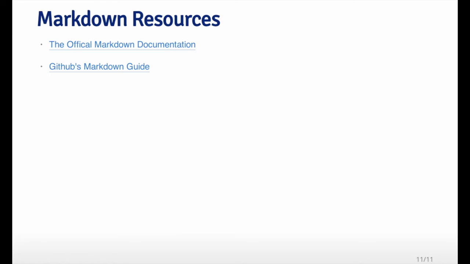Here are some basic resources. The official Markdown documentation on John Gruber's website is very easy to read. It's relatively short. You'll be able to learn it within minutes. You already know most of it just by looking at this lecture. And then GitHub has its own Markdown flavor, with a few enhancements. So if you're going to be using GitHub and documenting things in GitHub, it might be useful to check out their Markdown guide.